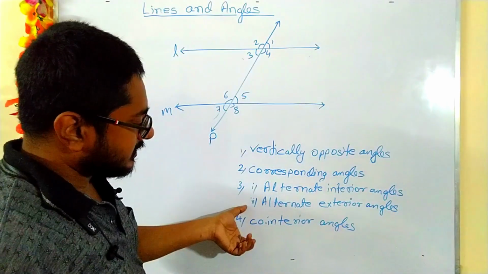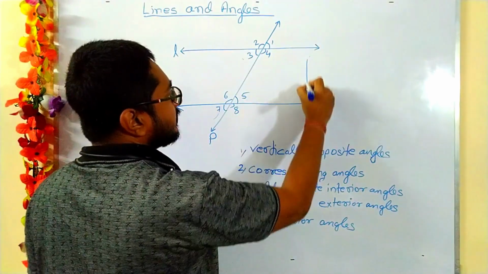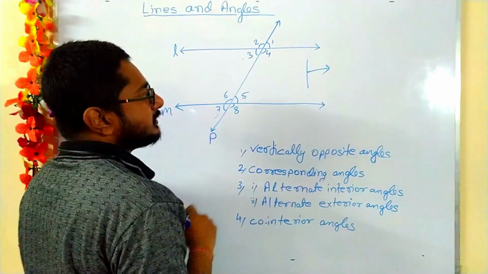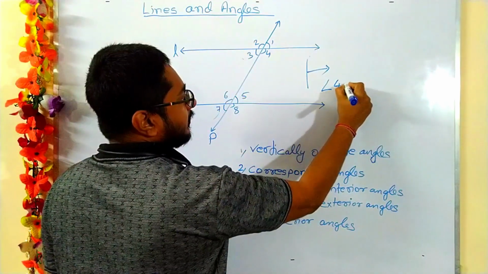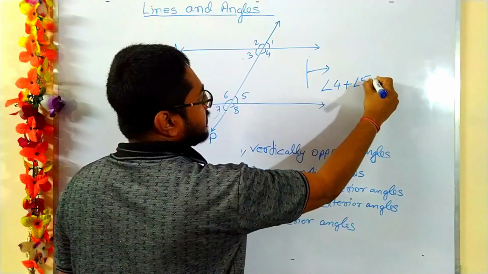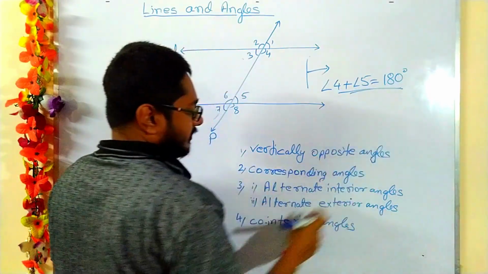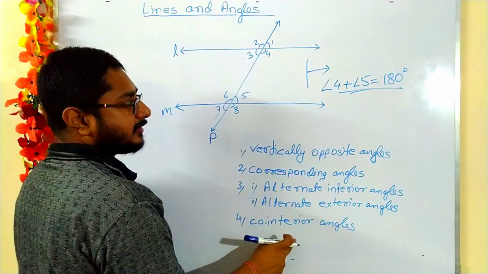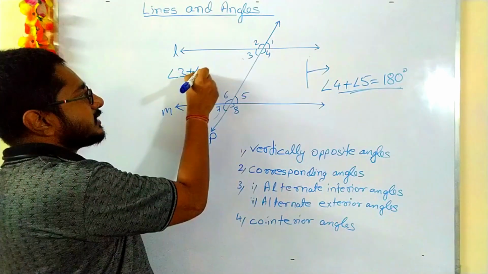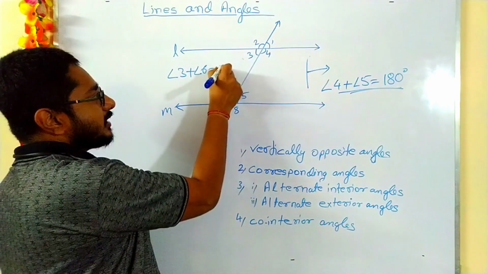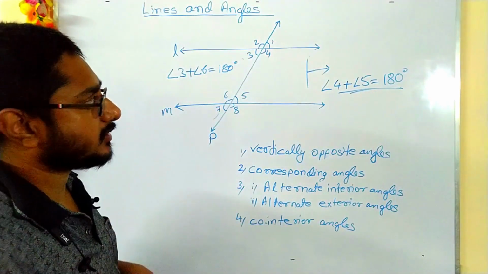Now next and last is co-interior angles. Co means together and interior means inside. Like angle 4 and angle 5. The sum of angle 4 and angle 5 is always equal to 180 degrees. Why? Because they are co-interior angles. Same way, the value of angle 3 plus angle 6 is equal to 180 degrees. Always. Why? Because they are co-interior angles.